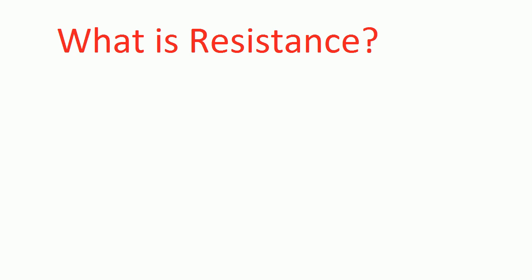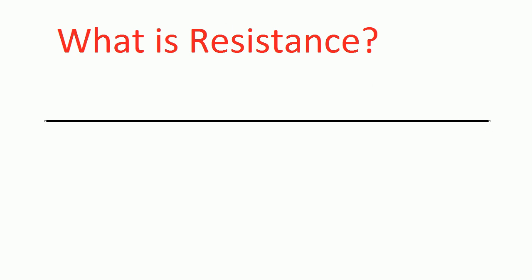In this video I'm going to be discussing resistance, electrical resistance. Electrical resistance is any property of a wire that happens to hamper the flow of current. Electrical resistance is measured in ohms, which use the symbol omega.